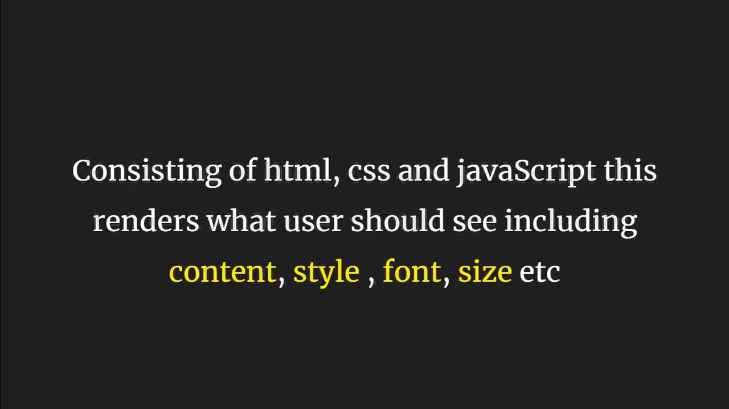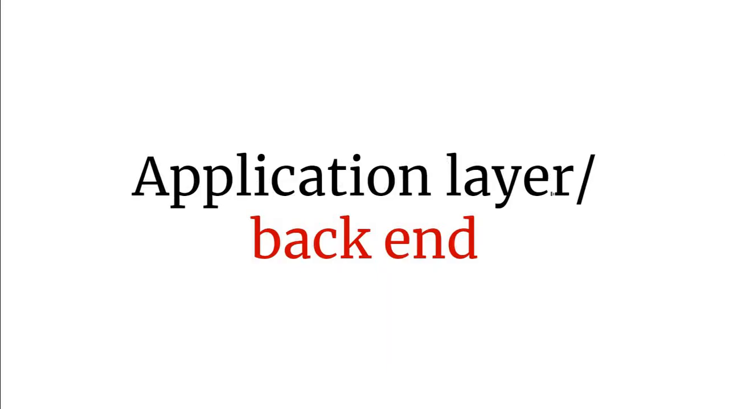Now the presentation layer, the front end, consisting of HTML, CSS, JavaScript, renders what the user should see, including content, style, font, size. There are different types of content and different stylings available. HTML, CSS, JavaScript have basic inbuilt commands used to give stylings, fonts, sizes, and contents, so that you can use all those commands and make your website visually good. That is why the front end is very important. We'll be dealing with that later.